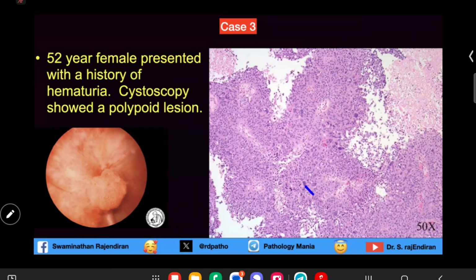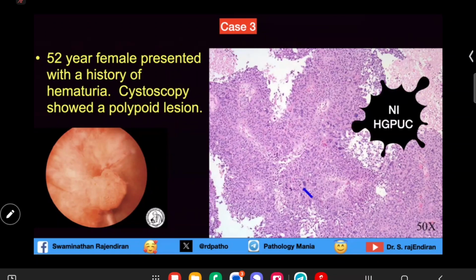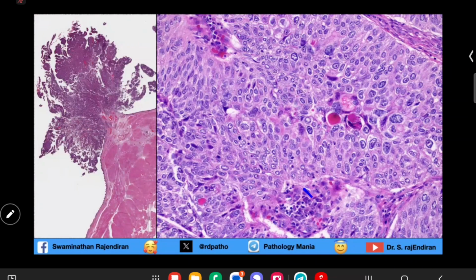And for pleomorphism, take the smallest cell and the largest cell. The largest cell should be 4 times the size of the smallest cell. That is the criteria for pleomorphism. And frequent mitosis, in low power it's very difficult to appreciate them, but you can see the necrosis and a lot of pleomorphic nuclei there. So this is a non-invasive high-grade papillary urothelial carcinoma. And you can see how the papillary processes are fused together. And see the atypia and see the loss of polarity. Take this cell. This cell is running like this.